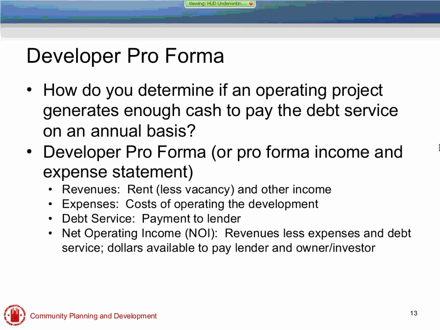Okay, so let's move on to our developer performance. So determining if an operating project generates enough cash to pay for the debt service on an annual basis. Our developer pro forma, or income and expense statement, as it is also referred to, includes some main things that we have listed. So our revenues, so this is going to be our rent.